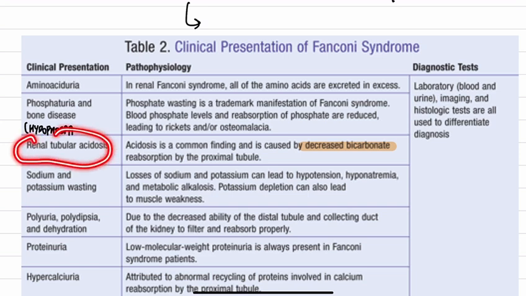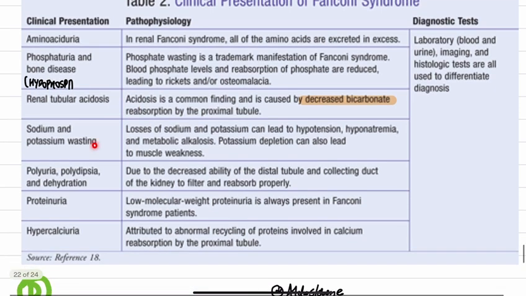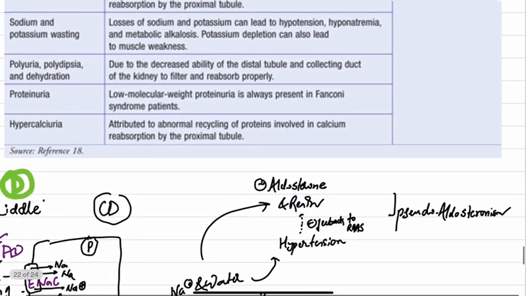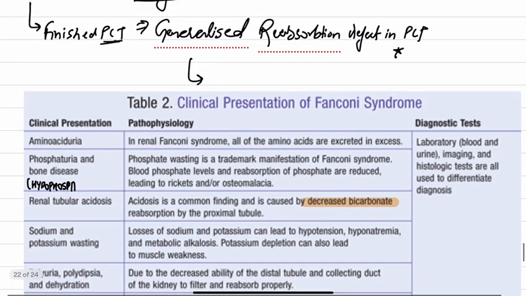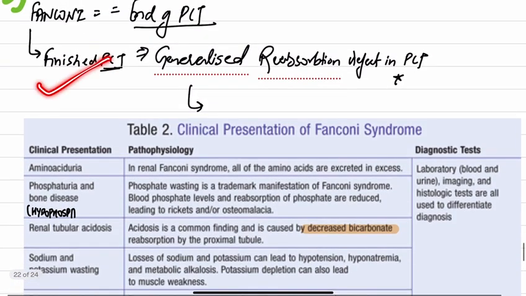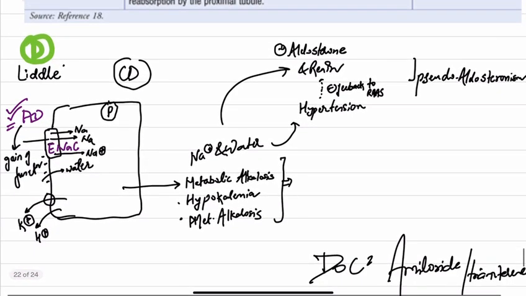Renal tubular acidosis, because acidosis is a common finding as bicarbonate is not absorbed by the PCT. Sodium and water wasting, polyuria, polydipsia, because sodium and potassium are going out, proteinuria, calciuria. This is all we will find. Okay, Fanconi means everything is defective in the PCT. It finishes the PCT, simple. Remember it by Fanconi. And let's move to Liddle syndrome.